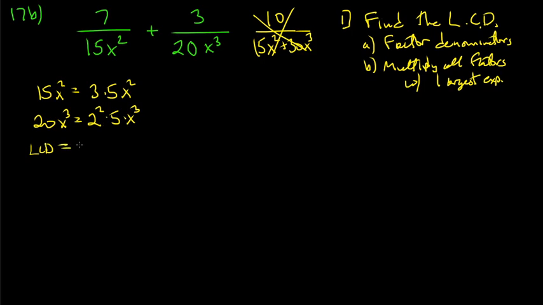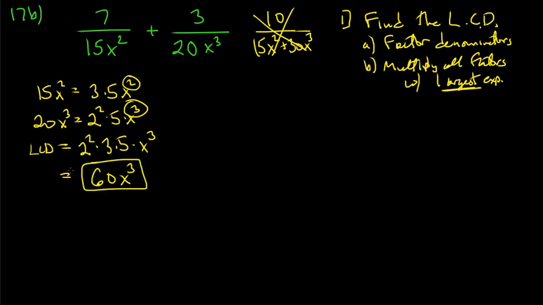So the least common denominator is going to be 2 squared times 3 times 5 times x cubed y cubed, because again, we have a choice between a 2 and a 3. We want the largest exponent. 3 is bigger than 2, so we're picking the 3 here. So 4 times 3 is 12. 12 times 5 is 60 times x cubed. So that is our least common denominator.